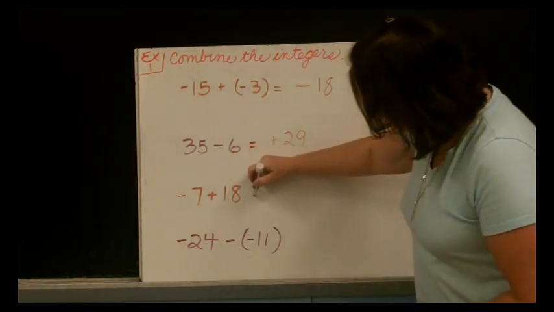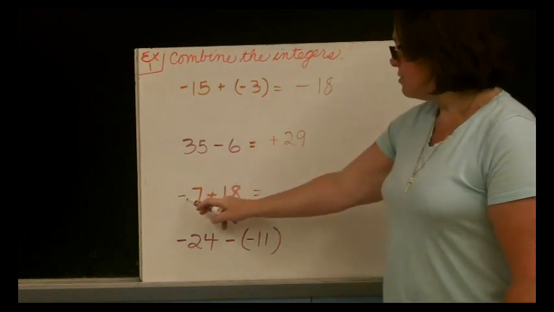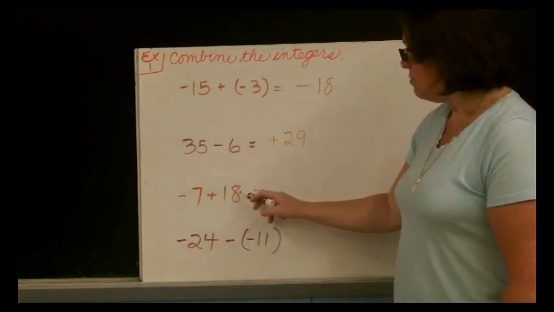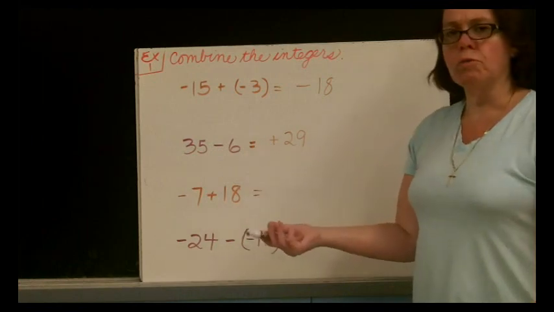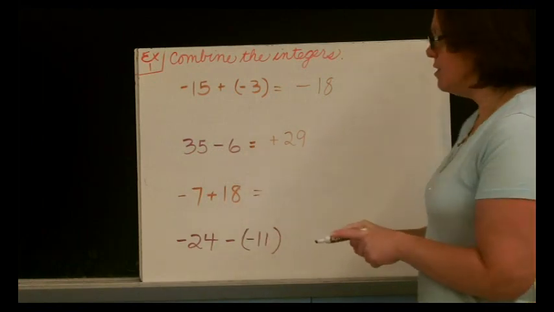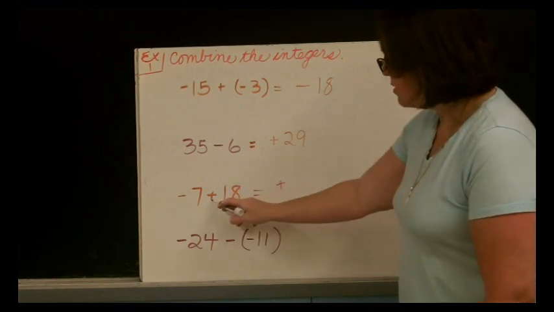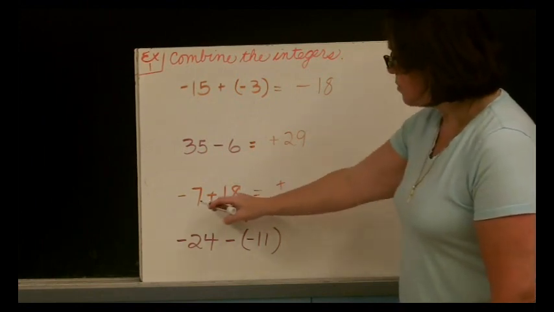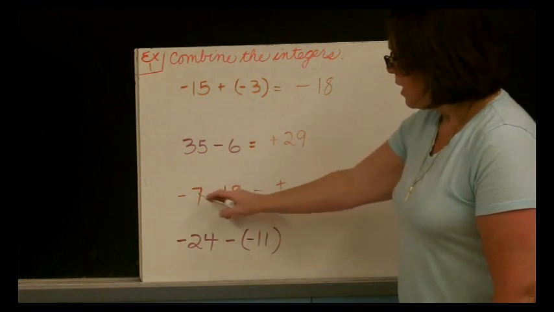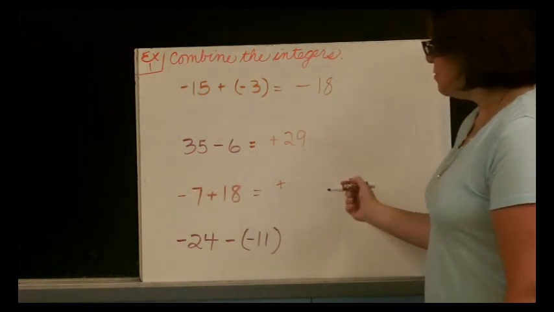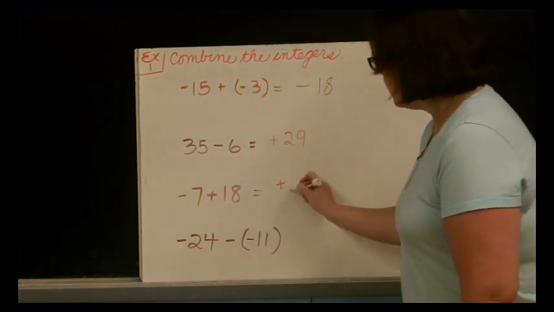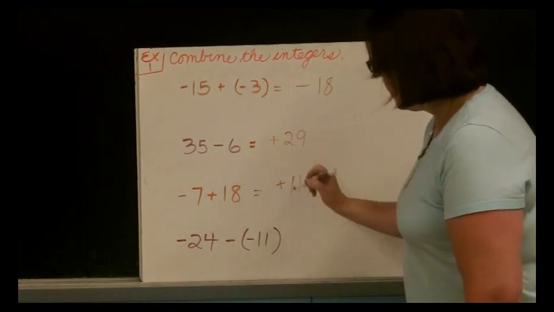Let's keep working through. Here we have a negative 7 and a positive 18. First thing we have to do when we're working with numbers that have opposite signs, take the sign of the bigger looking number, and here it's positive because the 18 is bigger looking than 7. Now you subtract the numbers, 7 from 18 gives you 11.